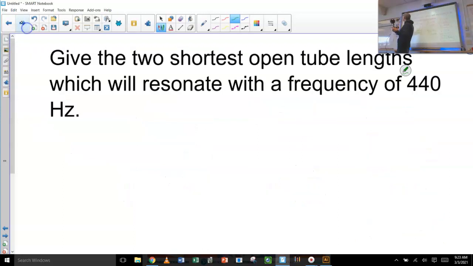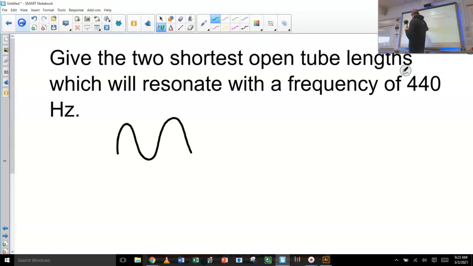What if the question says not find the frequency? What if the question now says find the length of the tube? So instead of starting with me drawing a picture of the tube, now what I'm going to do is I'm going to draw a picture of the wave.